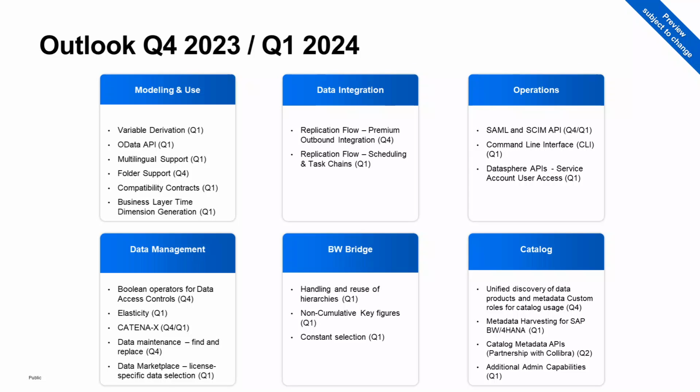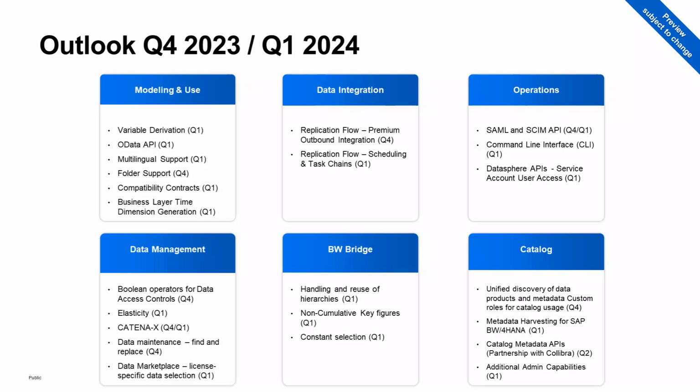Coming now to data management. In Q4, Datasphere will support Boolean operators for data access controls. The elasticity concept for SAP Datasphere is planned for Q1 next year. And within the next 6 months, the data marketplace will also enable the connection to Catena-X to exchange data with other Catena-X members.